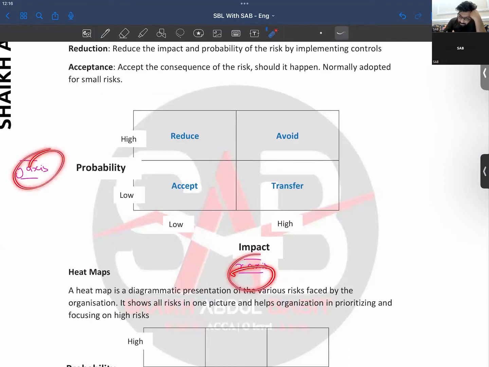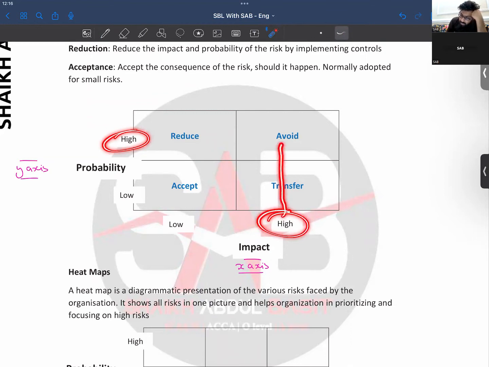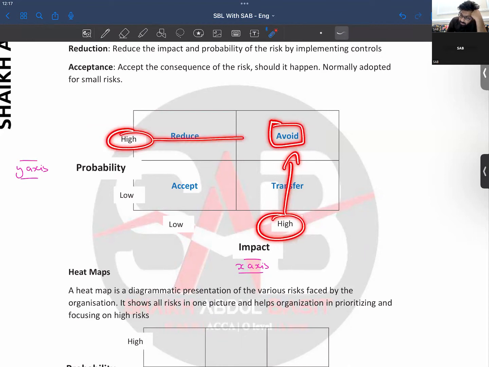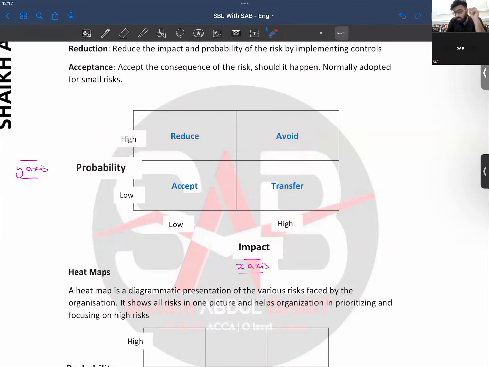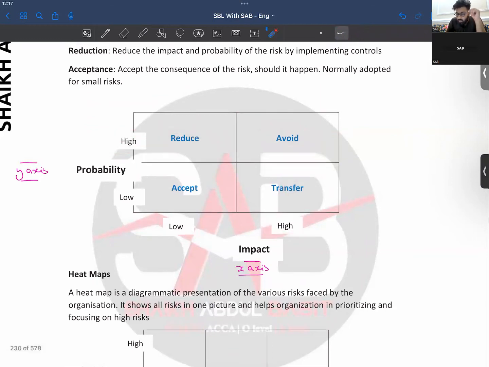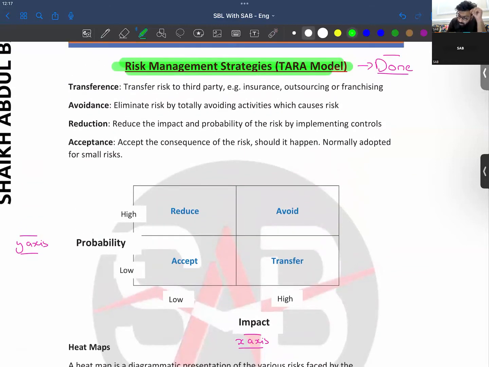Now what it's telling you is that if there is a high probability and high impact, that means the risk is high and the probability is high. So what's the recommended strategy here? If the impact is high and the probability of occurring is high, you're going to be avoiding that risk.